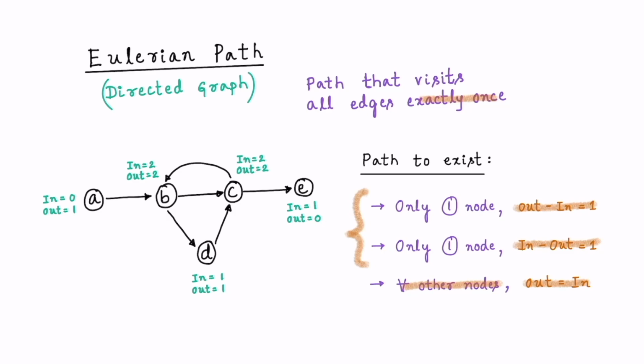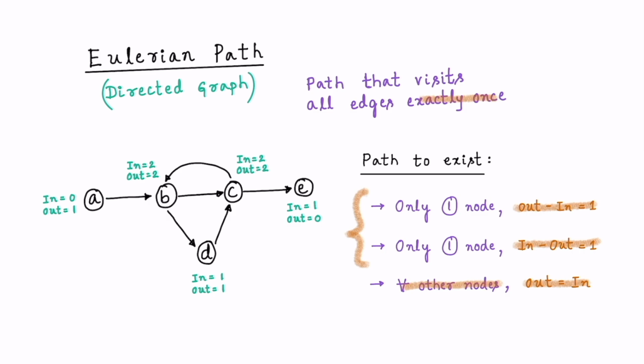But for the given question, we don't need to check if an Eulerian path exists because the problem statement already says that there's at least one valid route. So given a graph like this, how do we find an Eulerian path? Can applying a plain depth first search yield an Eulerian path? Let's find out. We always start depth first search from a node that has one more outgoing edge than an incoming edge, in this case node A.